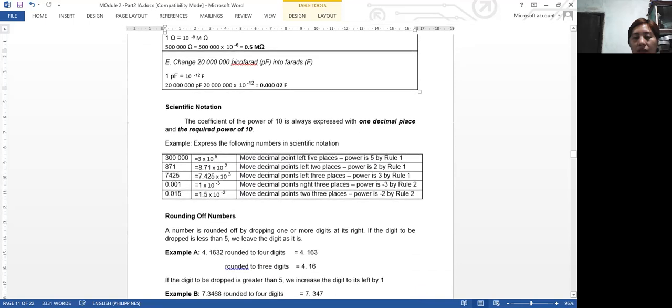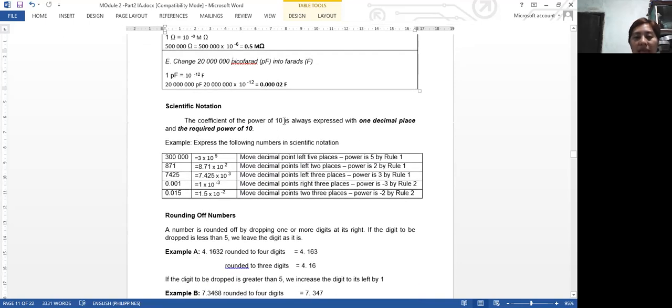Okay, so let's have the scientific notation. The coefficient of the power of 10 is always expressed with 1 decimal place and the required power of 10. So again, when we say scientific notation, it is expected that it will always be expressed with 1 decimal place. Like for example, here we have 300,000. So 1 decimal place, so that's 3. So only 3. The next thing you're going to do now is to count. Since we only need 1 decimal place, it's 3, and the decimal point is here.